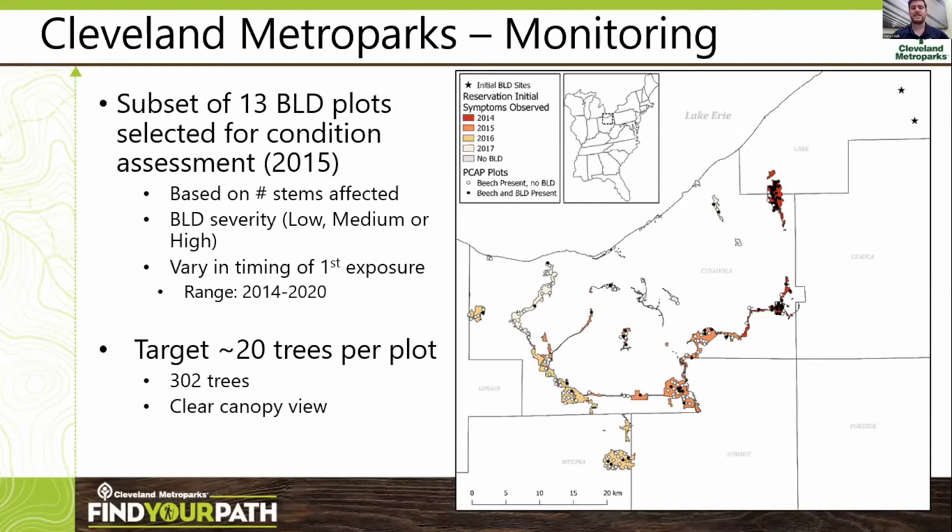What we've done then is taken a subset of those monitoring plots, 13 to be exact, and we've started to assess individual trees for beech leaf disease conditions. We've got a range of BLD symptoms ranging from low all the way up to high severity, and then varying also in the timing of first exposure. So we picked plots that averaged about 20 trees per plot, 302 in total, and we wanted to make sure that we had a clear canopy view of all these so we could thoroughly assess the entire canopy.